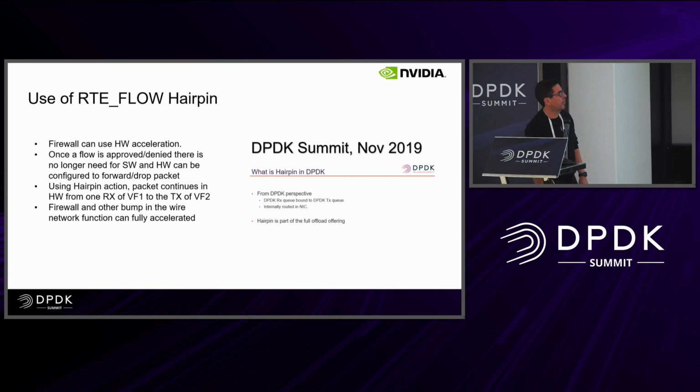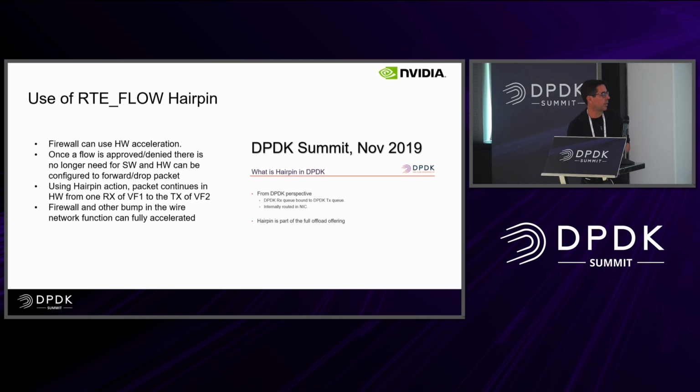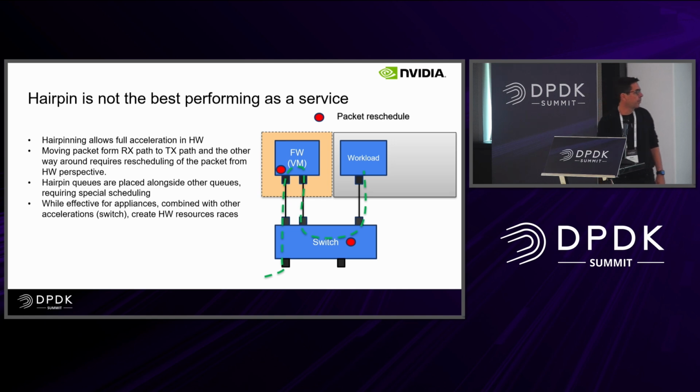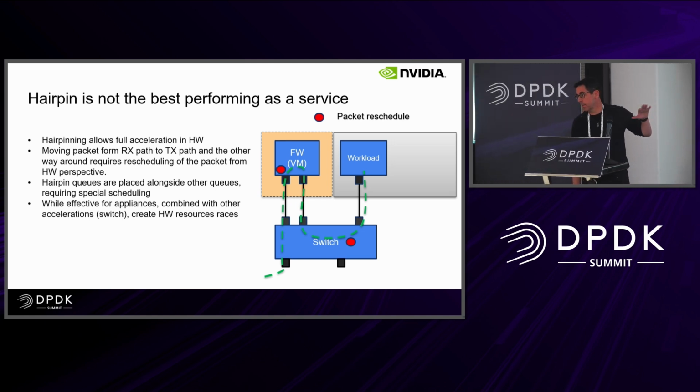So with hairpin, what we can do is define a special hardware queue and glue it to a TX queue. So when you get a packet on one virtual function, you can say, okay, let's say it's a firewall. If I'm matching this 5-tuple, it's an approved flow, send it to the RX queue. The RX queue is glued to the TX queue. The packet's coming back in the hardware and appearing in the switch. So you have a fully accelerated pipeline in hardware. The packet will not go to software anymore. Okay, so now you have a full path in hardware.